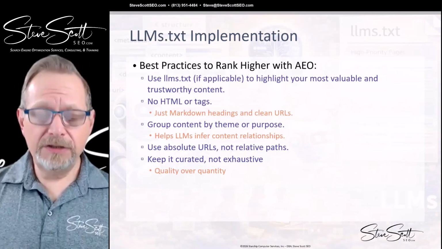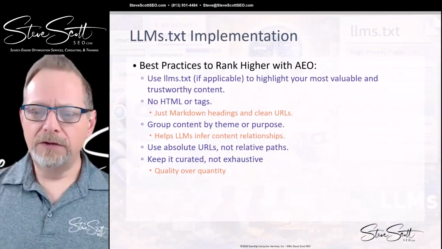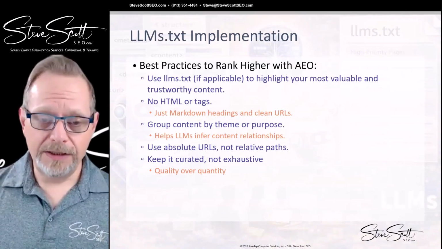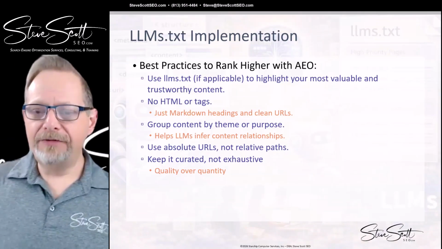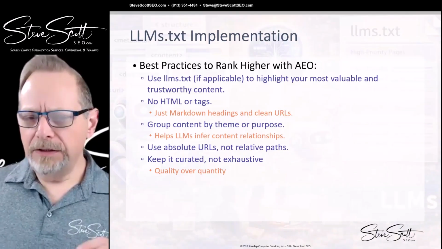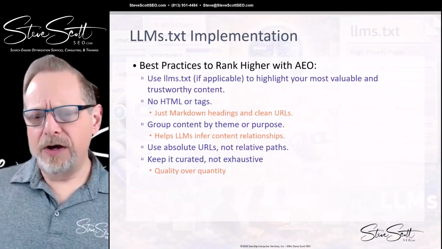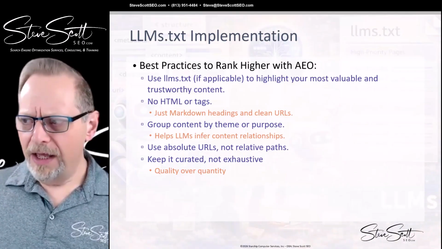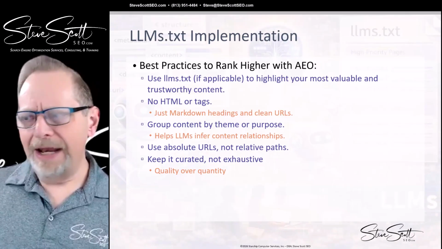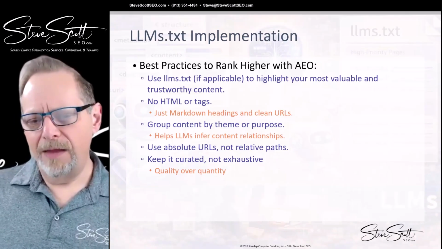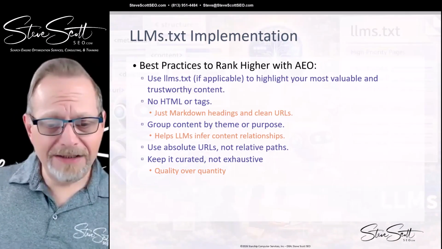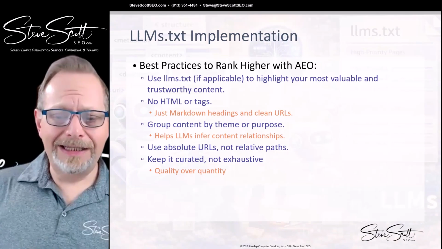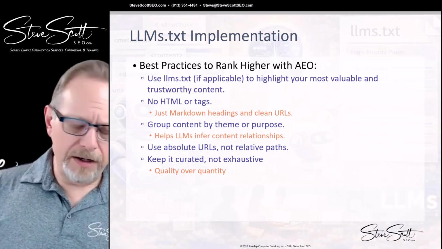The best practices here is to use them, if applicable, to highlight your most valuable and trustworthy content. We're beginning to do these already. We already kind of tested this once, and we did see it have some value in ChatGPT. A little bit, I don't know if it's coincidental or not, but we saw a similar thing happen in Gemini or in Google, but I don't think it had anything to do specifically with the llms.txt file. There's no HTML in this, no tags. It's just what's called markdown headings and clean URLs. I'll show you again in a minute an example.